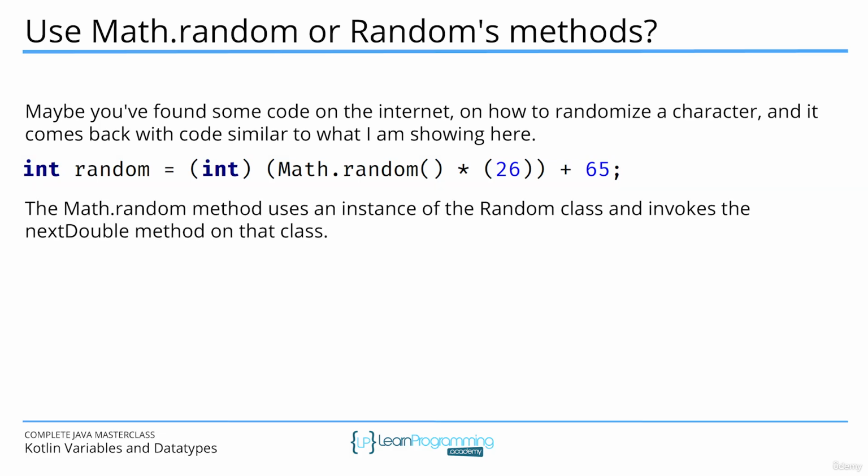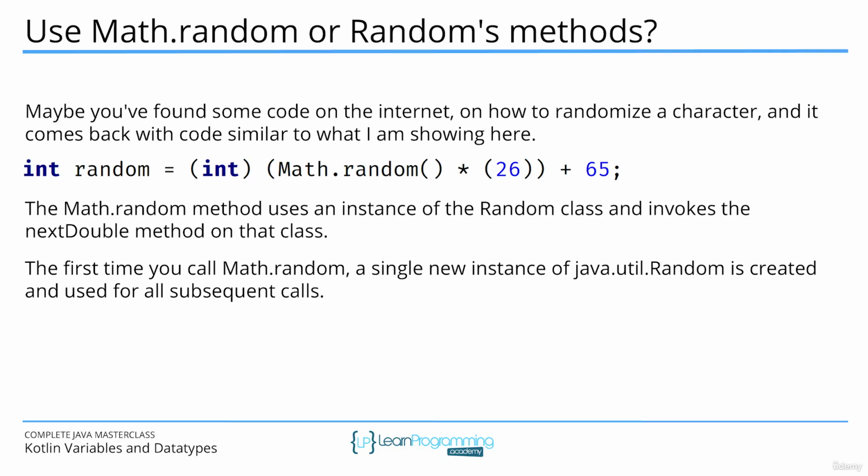I'll talk about this code in a minute, but first, you should know that the math.random method uses an instance of the random class and invokes the nextDouble method on that class. The first time you call math.random, a single new instance of java.util.Random is created and used for all subsequent calls. I've done something a bit similar in code samples where I created a static field on a class for a random instance. In general, you'll probably use the random class, but you should recognize what this code is doing.